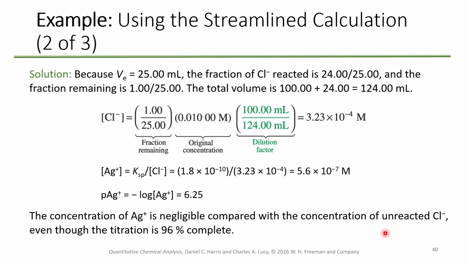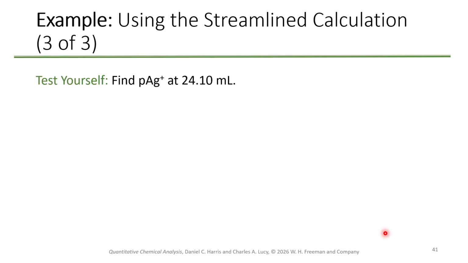Okay, so the concentration of silver here is actually really negligible compared with the concentration of your unreacted chloride, even though we have a 96% complete reaction. And that's because that KSP is such a small one, such a 10 to the negative 10 number, right? We have such a very, very small KSP. We have such a large production of the solid.